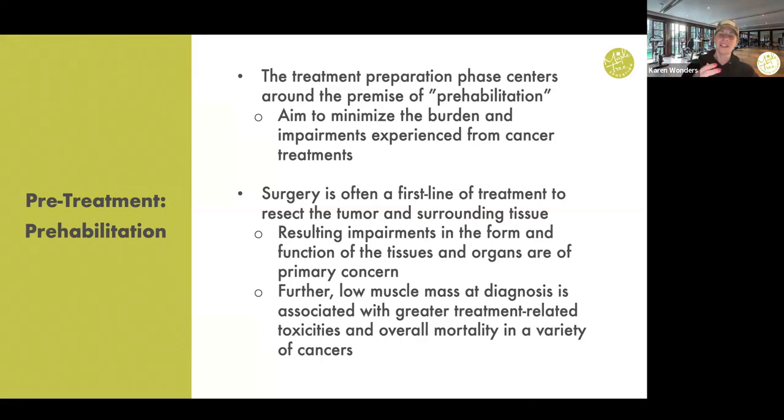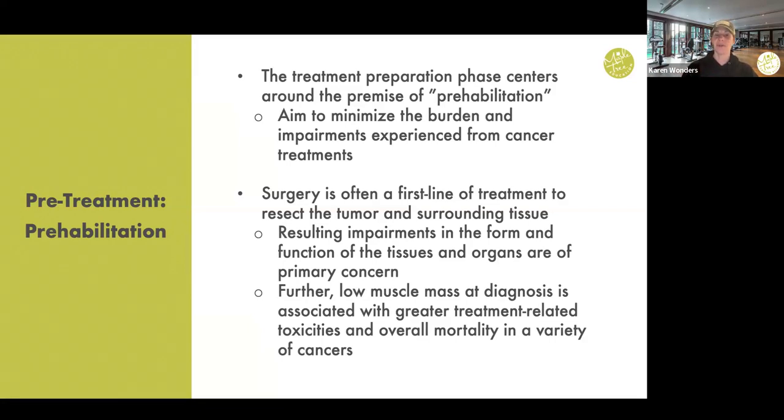Now, one of the things to keep in mind, and this is not across the board, but a lot of times surgery is going to be the first line of treatment for someone who's newly diagnosed. And so you want to keep in mind that after surgery, that patient is going to experience an impairment in the form and function of the organs and of the tissues that were involved in that surgery.